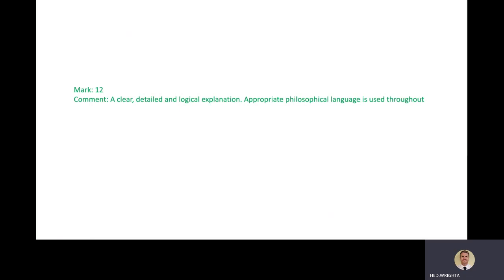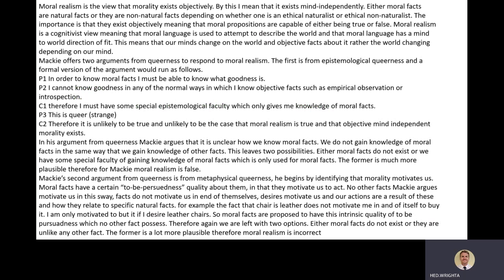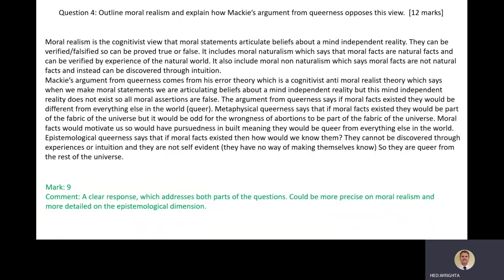Okay, and I think the main point here is to answer the question. It seems obvious: outline moral realism. So in your answer, outline moral realism. What is it? Because you cannot use Mackie's argument from queerness to oppose the view if you don't know what the view is he's opposing. So make sure you look at the question, you understand what the question is asking you to do. Outline moral realism. So the first paragraph, that is what I'm going to do.